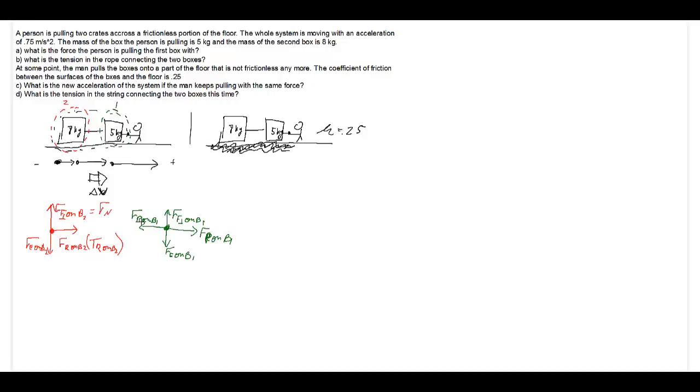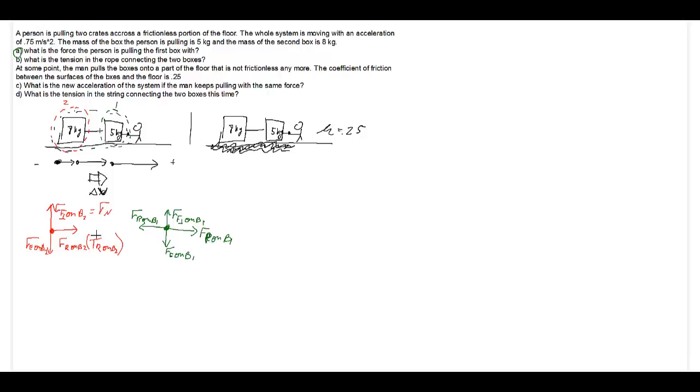Now, there is another way to solve this first part of the problem, A, what is the force the person is pulling the box with, by realizing that since these two things are connected, you can count them as being part of one system. So you could just add their masses together and treat it as one big 13 kilogram box, and then find the acceleration that way. I'm not going to do it that way because this way allows us to essentially find both of these at the same time. And let me show you how.